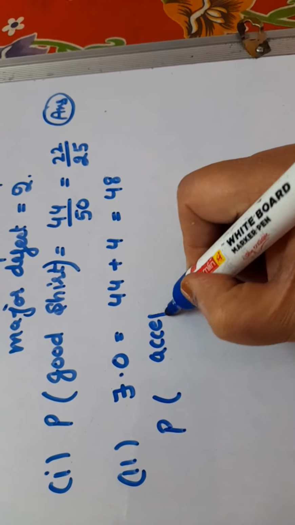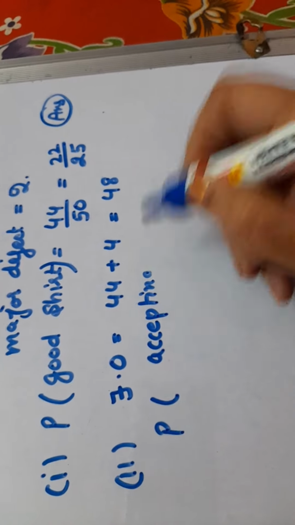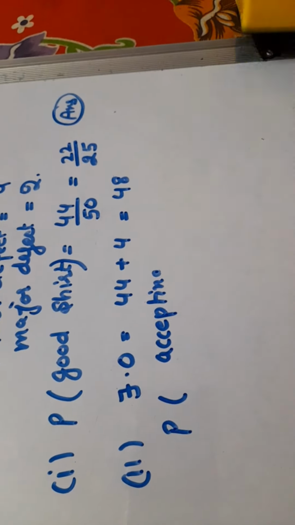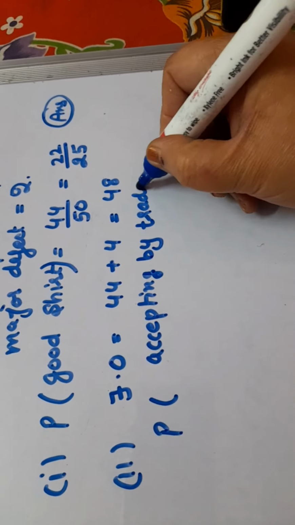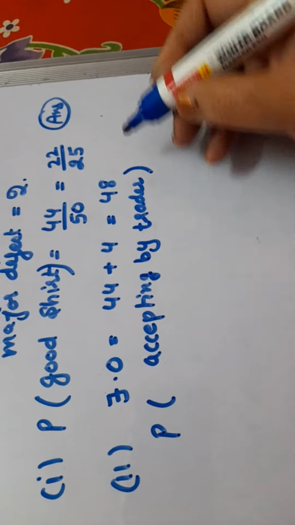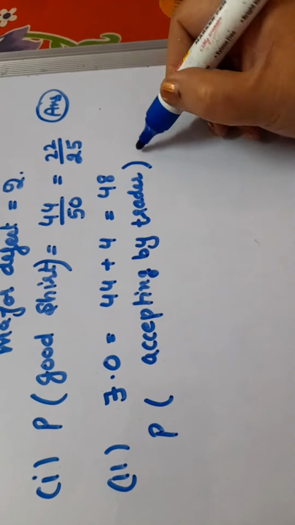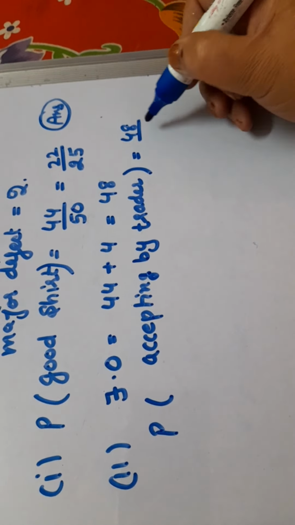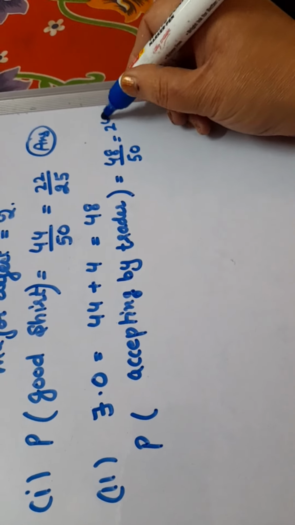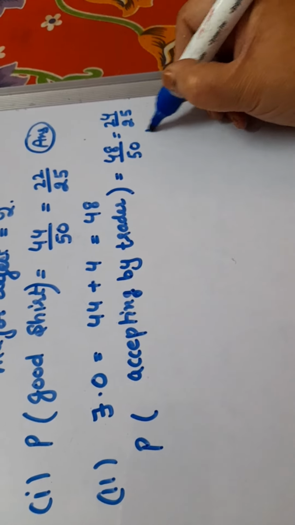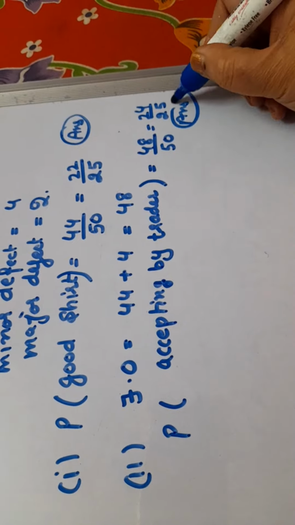So probability of accepting by trader, second part, will be 48 upon total number of shirts, which is 50. So cut by 2, 24 upon 25 will be our final answer.